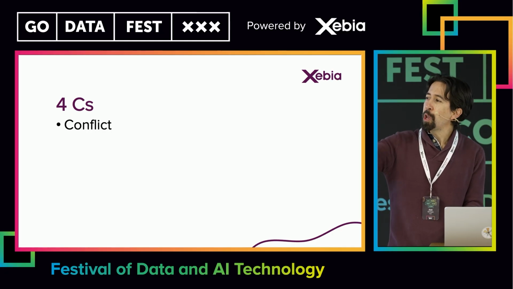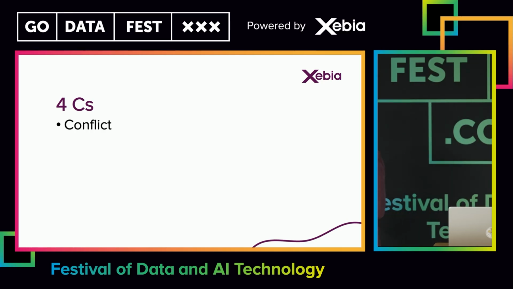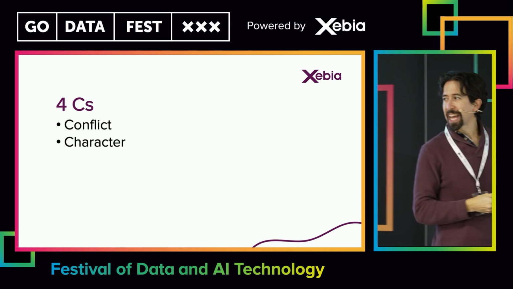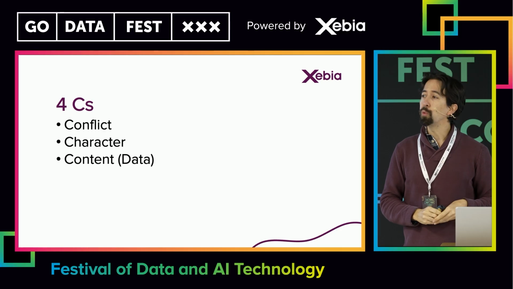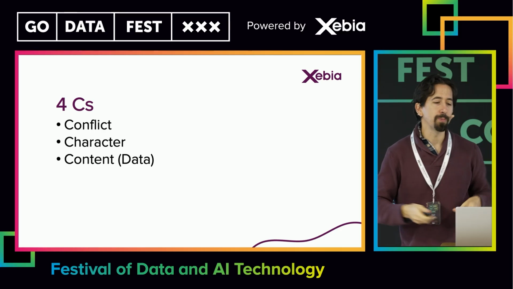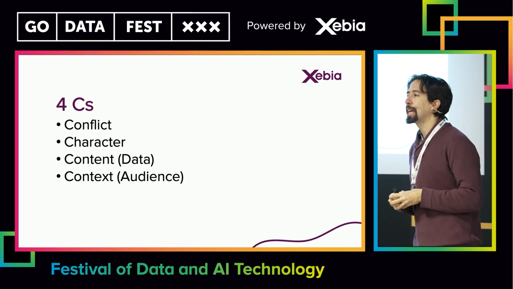Consumer? No, but very close. The consumer is a type of? Individual. Yes. But you said I had to do this thing. You were, in that case, the character of that story. So this is what we need. We need conflict, we need character, we need content or data. I just put it as 4 C's to make it more memorable, but if you want to put a D, that's fine. And finally, we need context. And we talk about the audience in that case.